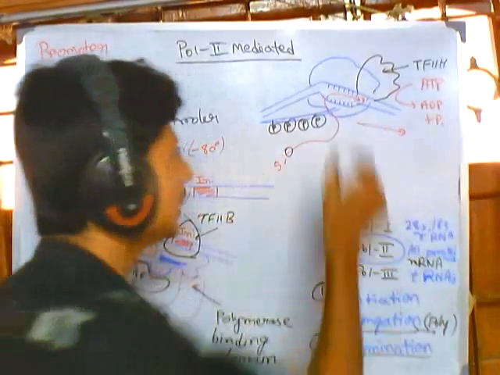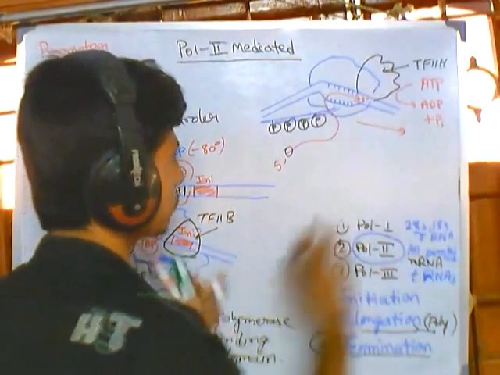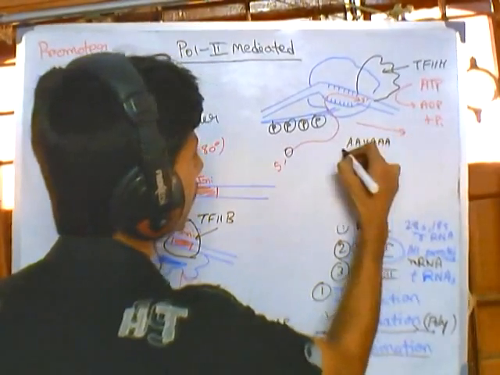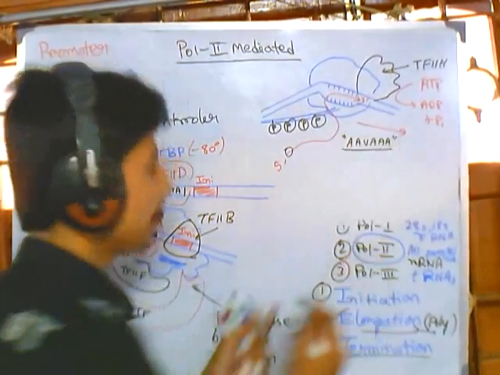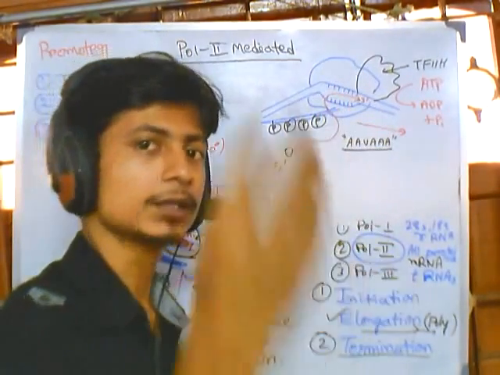Okay, and the signal in this case, suppose after transcribing, is something like that. The signal is AAUAAA. This is the signal. Now as they reach this type of signal, at that point they will recruit some factors again, recruit some proteins.